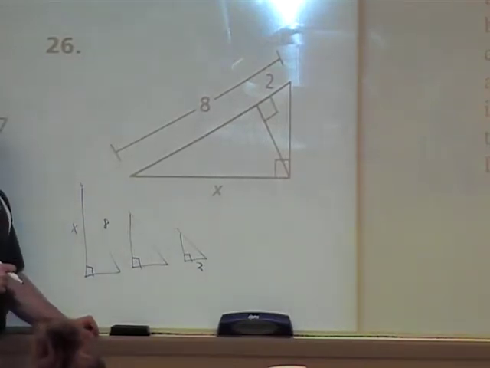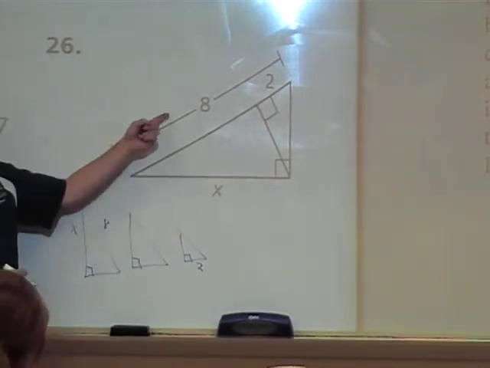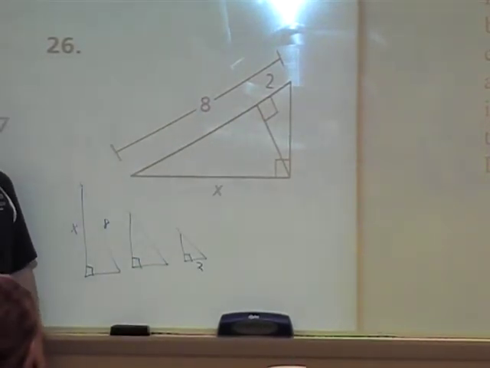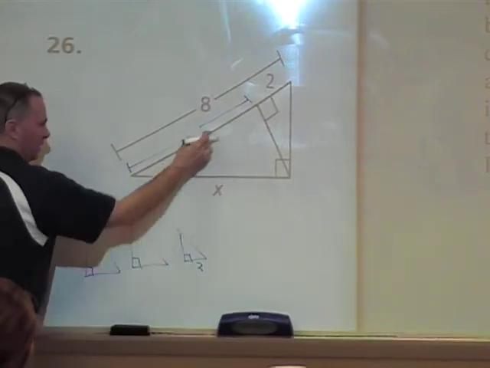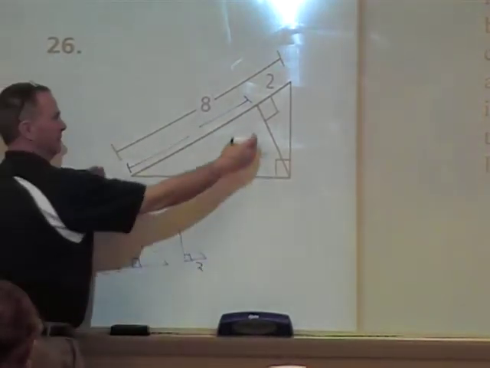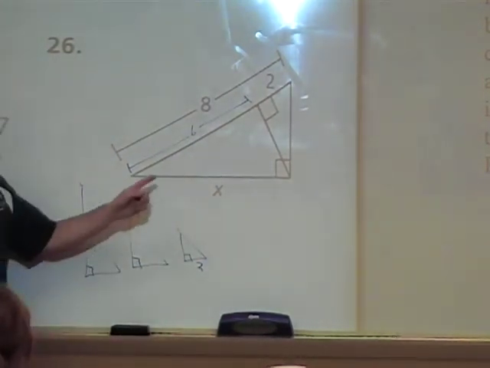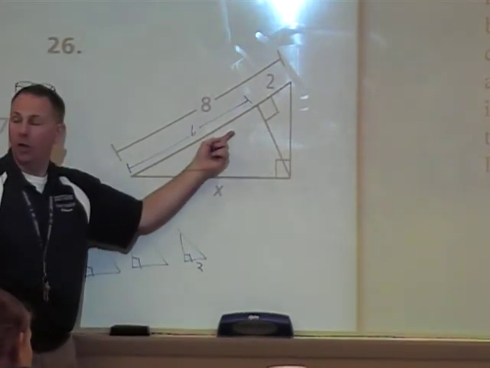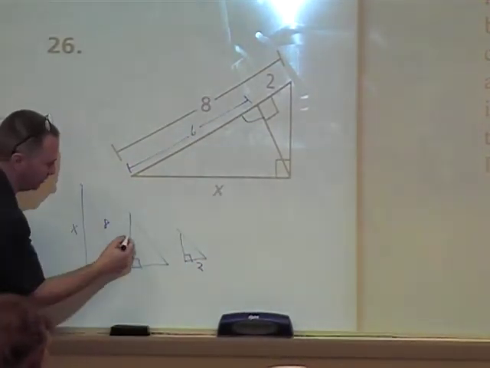Alright, so 3 pieces, right? X is the long leg of the big triangle. 8 is the hypotenuse. 2 is the short leg of the little triangle. You need another piece. What is this piece right here? What is this leg? 6, isn't it? 8, if I take away 2, that gives me 6. So 6 is the hypotenuse of the medium-sized triangle. I'm sorry, the long leg, right? The long leg of the medium-sized triangle.